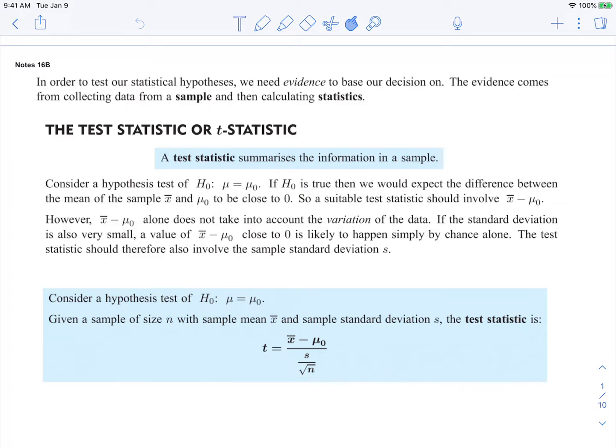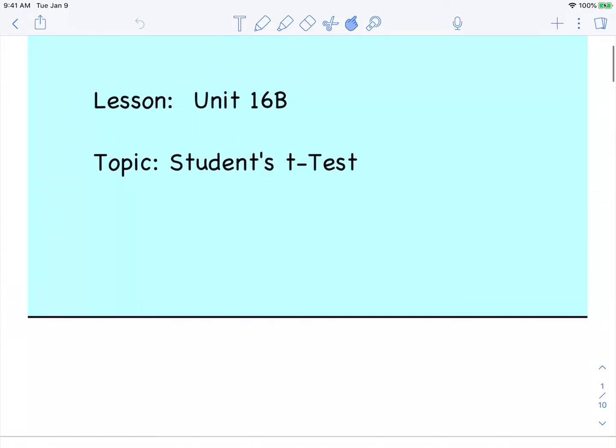All right, this is lesson 16B. In order to test our hypothesis, we need to have evidence based on our decision. The evidence comes from collecting data from a sample and then calculating statistics. So what we're going to be talking about is the student's t-test.